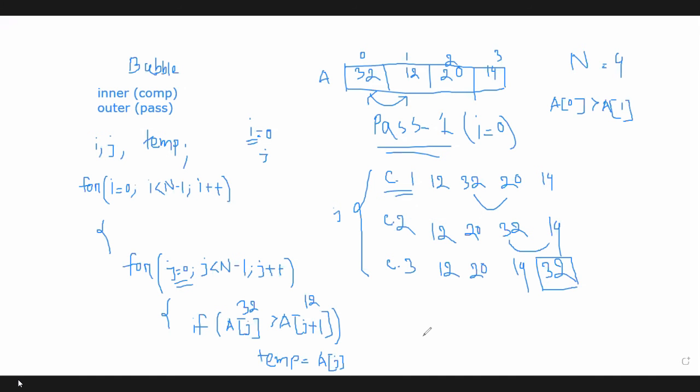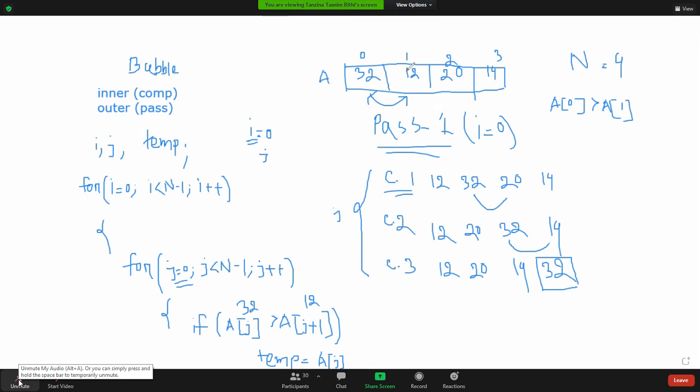Right? After placing the higher data element in the variable temp, now the bubble sort will change the position of these two data elements. Now 12 will be placed in memory location 0. That means A0 equals 12. Right?